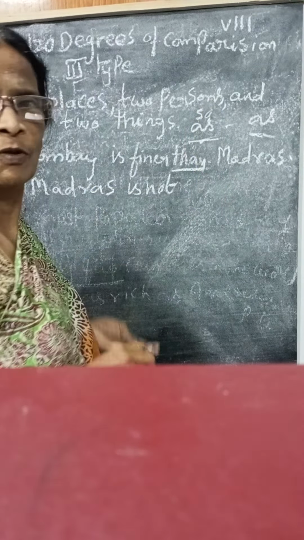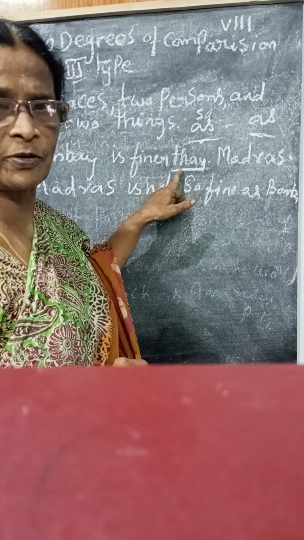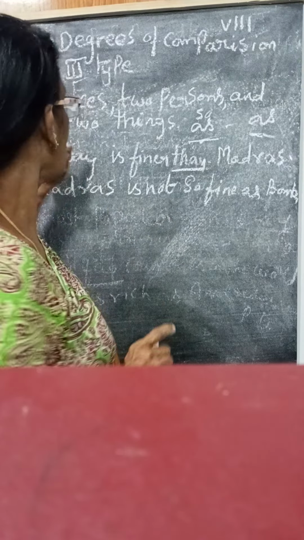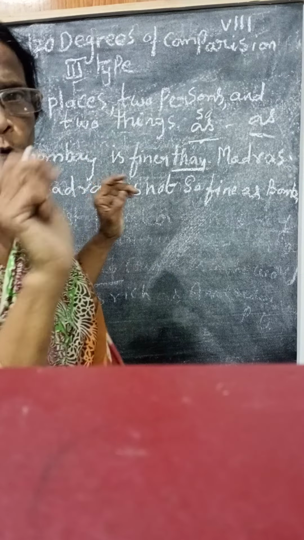Have you identified what the clue is here? There is no negative, we wrote the negative. This is the comparative degree. This is the positive degree. This is for the two places. Now we'll take the two persons.